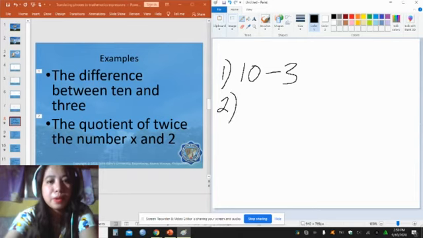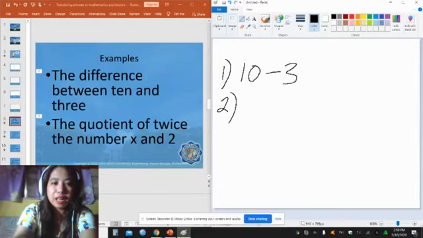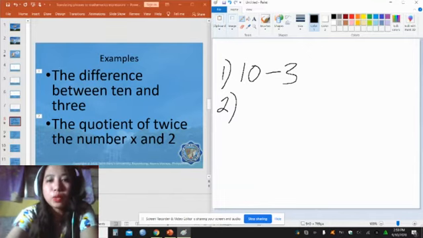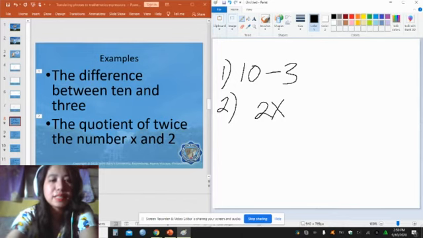Okay, number 2. How will we write the quotient of twice the number x and 2? So the quotient of twice the number, let's say 2x, and since it is quotient, it is divided by 2, or it is actually 2x over 2.